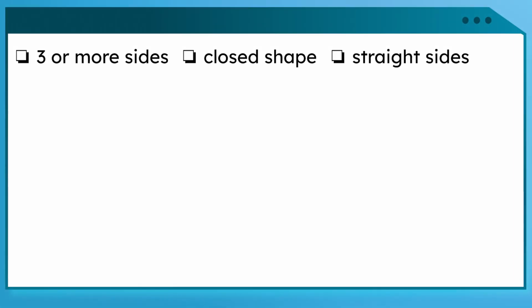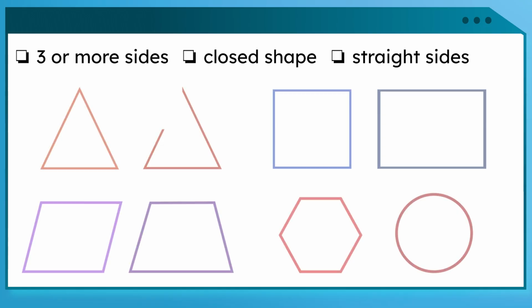Now that we know what a polygon is, let's sort these shapes based on the number of sides. Look at the shapes here. Can you group them by the number of sides they have and decide if they are polygons? Fill this out with me in your guided notes. Let's start with the shapes with 3 sides. There are 2 different shapes with 3 sides here.